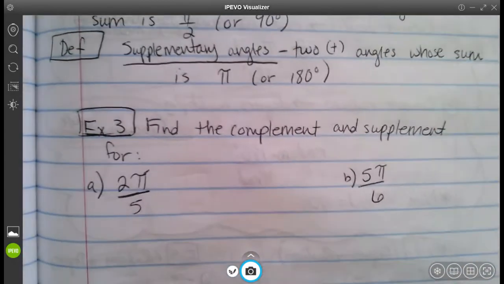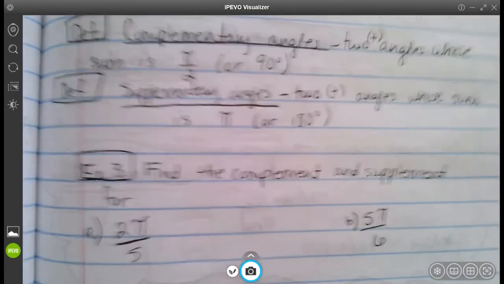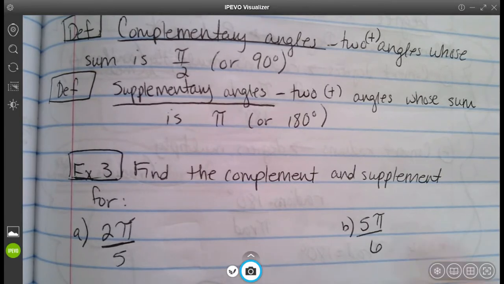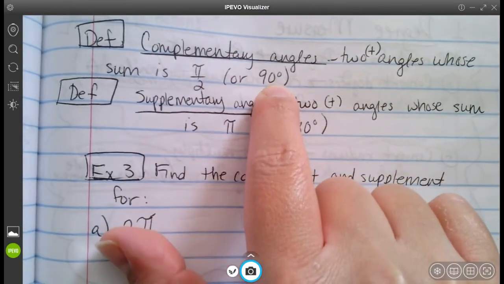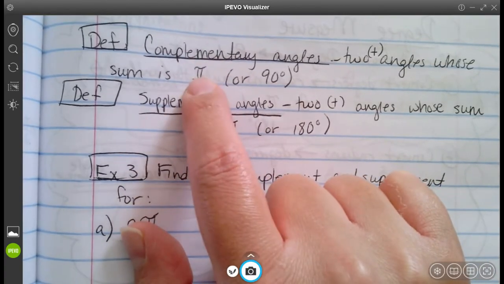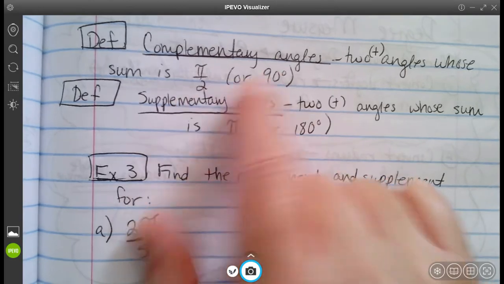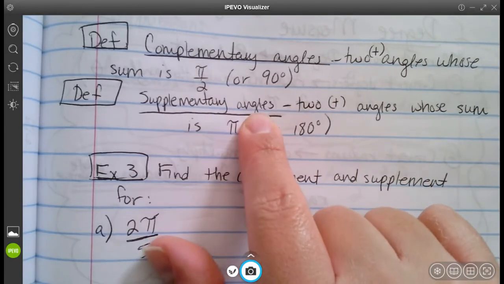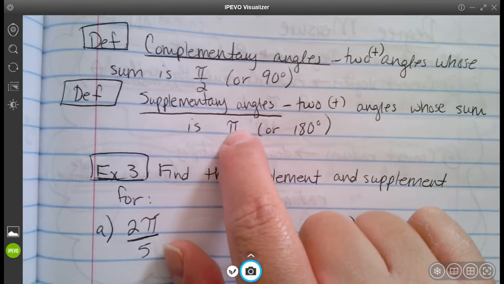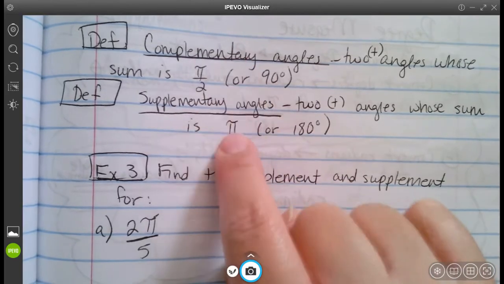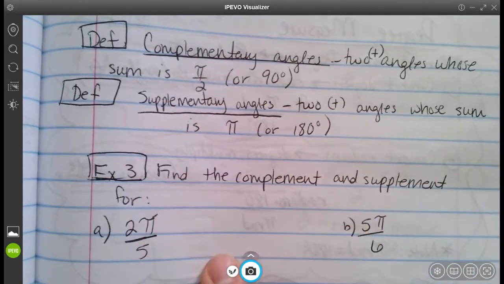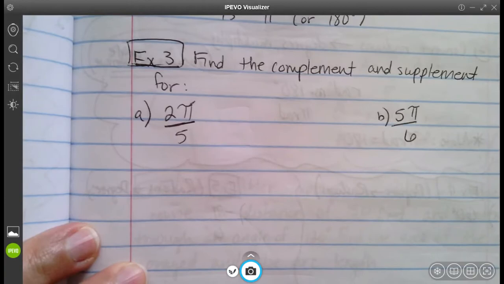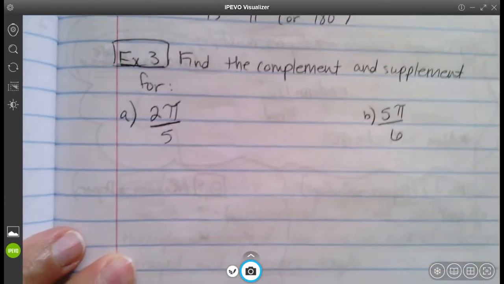We have complementary and supplementary angles. So this is directly from geometry. Complementary angles are basically two angles that add up to 90 degrees. In radians, we're thinking pi over 2, because pi over 2 is a quarter of the circle, or 90 degrees. Supplementary angles make half of the circle, so pi, or 180 degrees. So we're going to deal with the radian measures, pi halves and pi for now, until we get to the conversion part. Let's find the complement and supplement for these two.